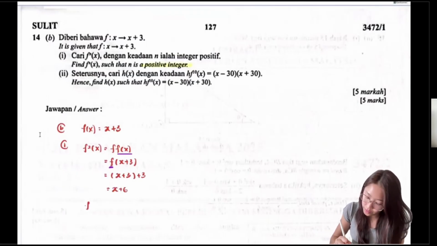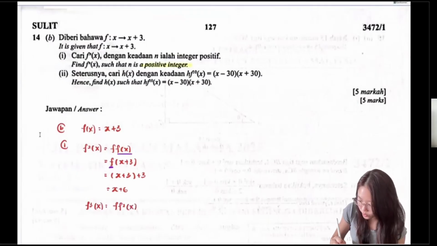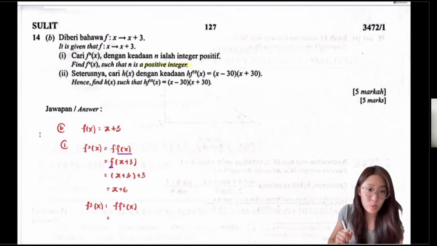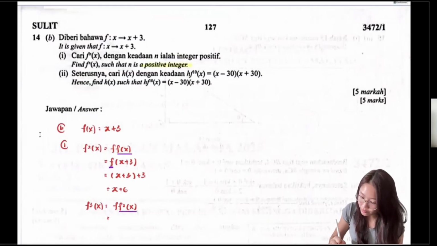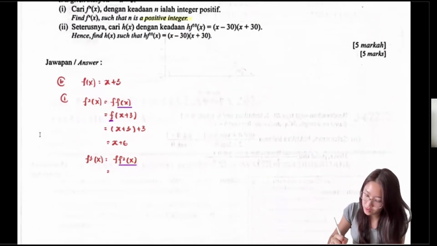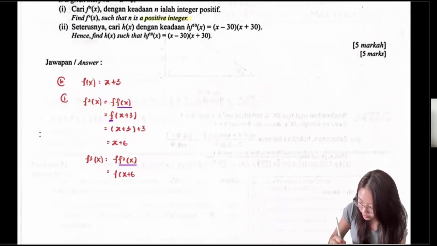Then you can continue with f to the power 3. We find out the pattern. For f to the power 3, you can combine f squared with f or f with f squared, up to you. So if you put f squared inside, you substitute f squared first, which is x plus 6.